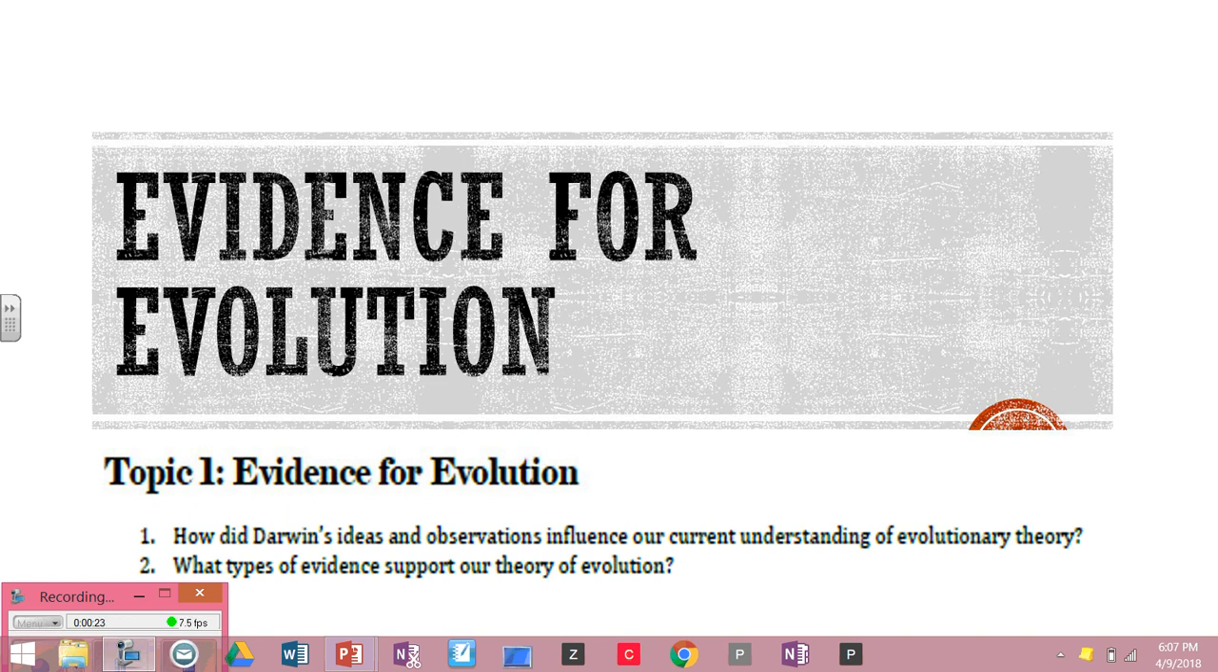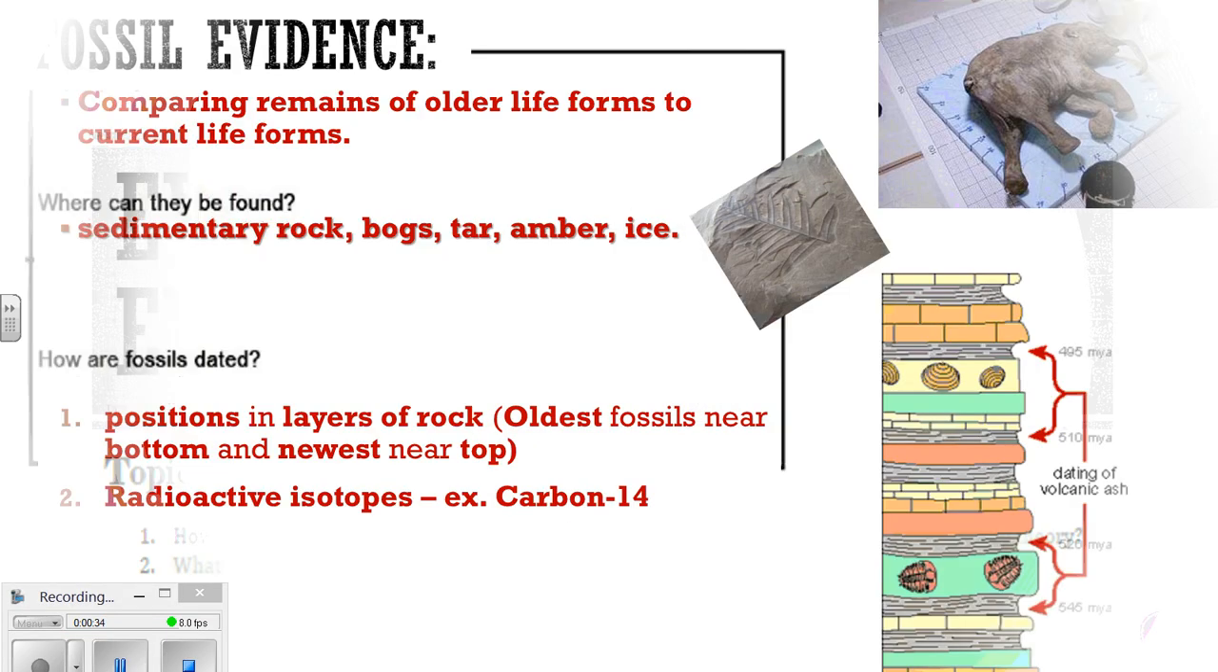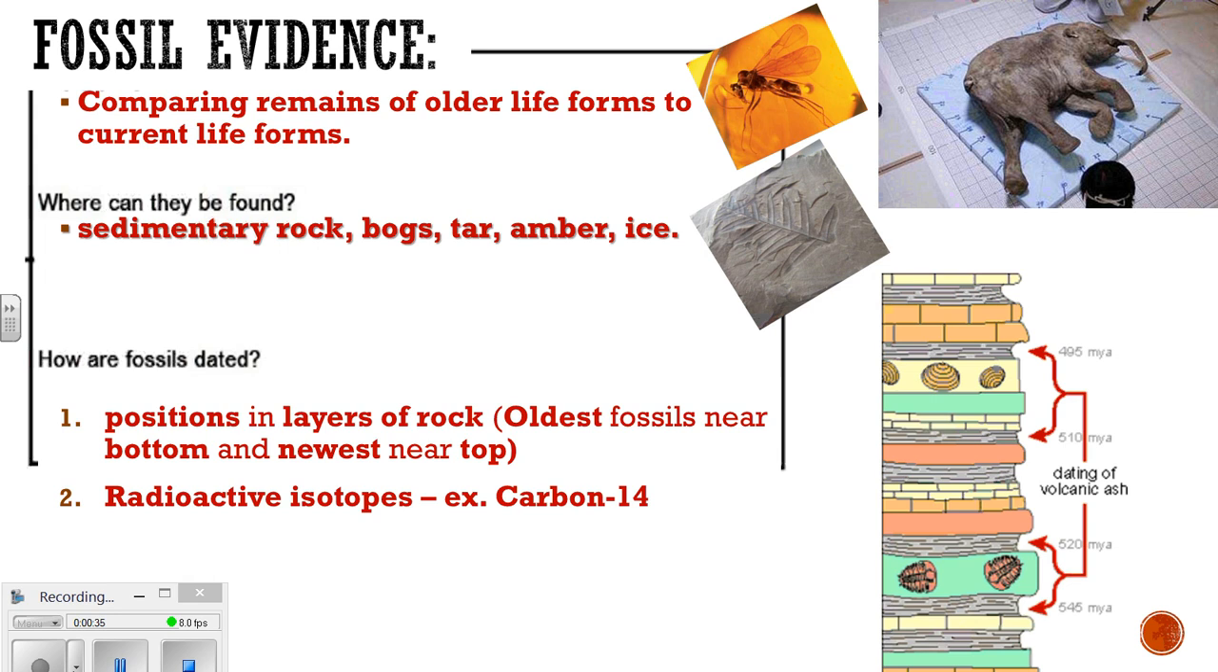How did Darwin's ideas and observations influence our current understanding of evolutionary theory? And what types of evidence support our theory of evolution? We're going to first talk about fossil evidence. All of these different evidences come from different lines of science, or different areas of science. All of these different scientists are working on their own areas, and yet giving evidence for evolution as they go.